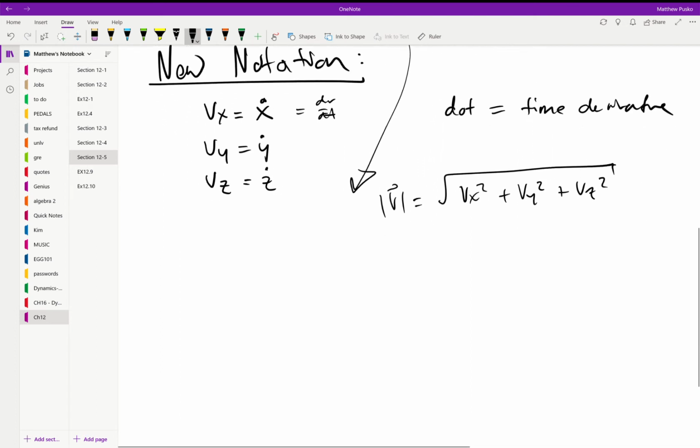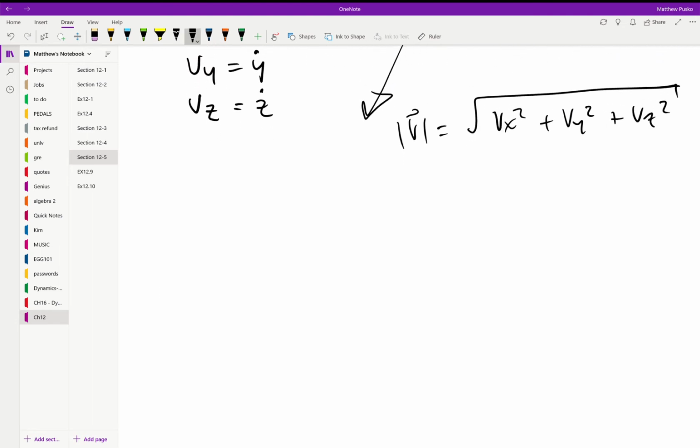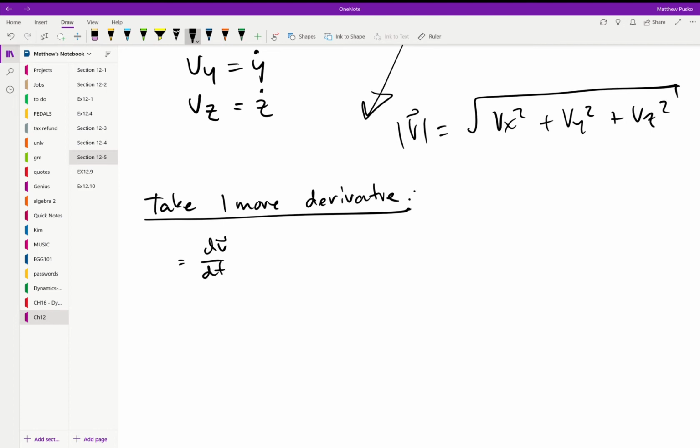Let's take another derivative. One more derivative. That's usually the answer. And what do we get? The derivative of velocity with respect to time is acceleration. And we get, just like velocity, some x component of acceleration, some y component of acceleration, and some z component of acceleration.